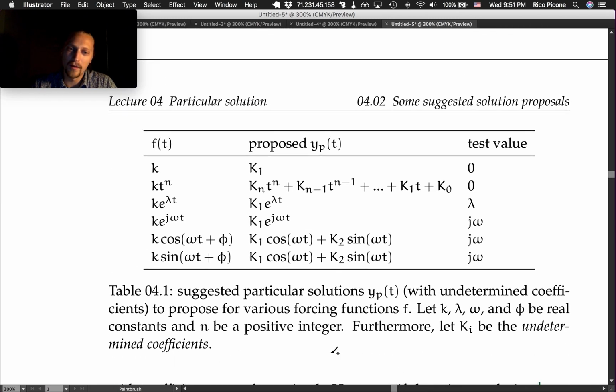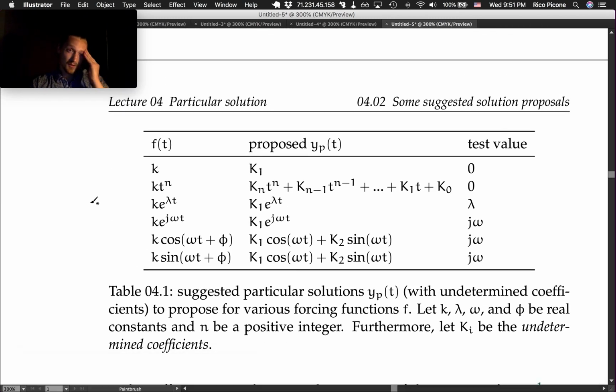Here's our table 4.1. It's broken down into different variants of complex exponentials and polynomials. If you look here, you have your forcing function in the first column, and the corresponding particular solution we should propose. Great. So as long as we correctly identify the forcing function, we should have no trouble identifying what we should propose as our particular solution.